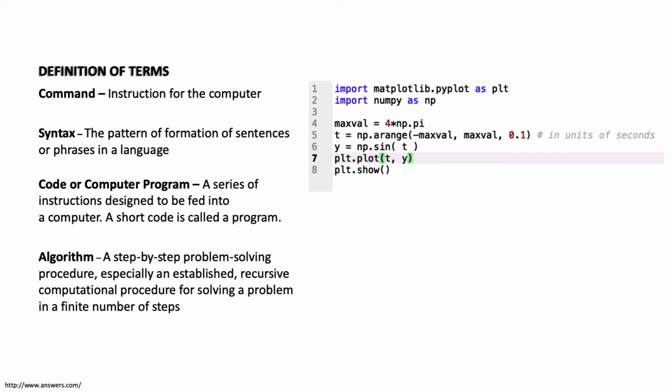In line 4, the variable maxVal is assigned a value of 4pi. Note that I could not use the variable name range in Python because Python recognizes it as one of its commands. Also note how I defined pi. I needed to use the pointer np to refer to the library numpy in order to be able to use pi. The variable t is now assigned values from negative 4pi to positive 4pi with a step size of 0.1, as in the MATLAB code.